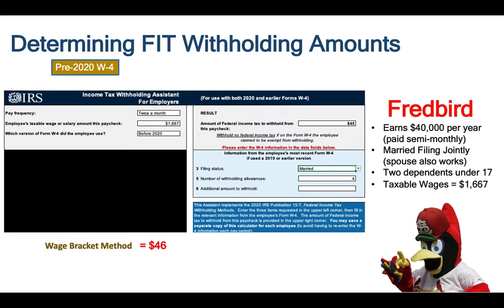So whether we use the wage bracket method, which tells us it's 46, the percentage method, which is 44.3, or the assistant, which is 45, we're generally getting the same number, a dollar or two difference. So for the pre-2020 process, you're either going to use the wage bracket worksheet and tables, the percentage worksheet and table, or the assistant. And they should, within some degree of variability, give you the same answer.